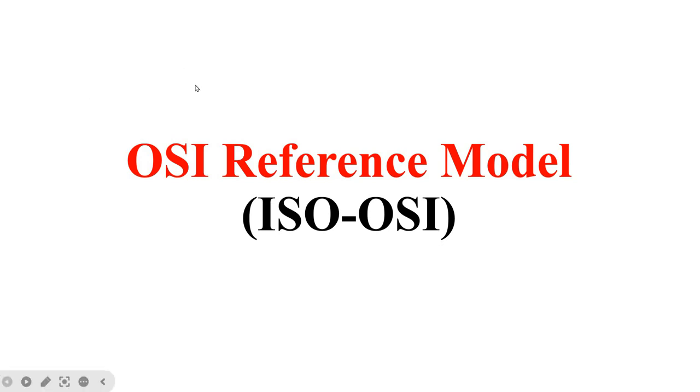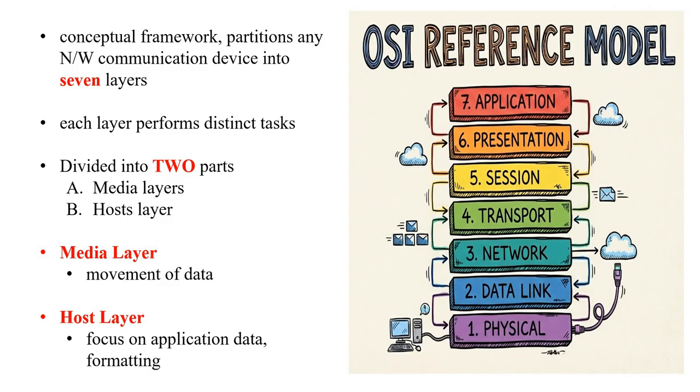So here, the OSI reference model is a conceptual framework which partitions any networked communication device into 7 layers. That is, we have 7 layers in the OSI reference model, and each layer performs distinct tasks based on the underlying technology and internal structure of the host. The 7 layers from the bottom are the physical layer, second the data link layer, the network layer, then the transport layer, session layer, presentation layer, and last the application layer.